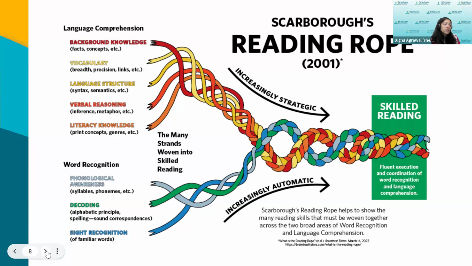So again, the rope can also serve as a roadmap to help identify students' reading difficulties. Each strand, as you see on the screen, intersects and weaves together, making skilled readers. Weaknesses in one strand can cause the rope to fray, and a loss of essential strength in word recognition or language comprehension. So again, teachers can use this theoretical model to target the curriculum based on the student's reading difficulty or needs.